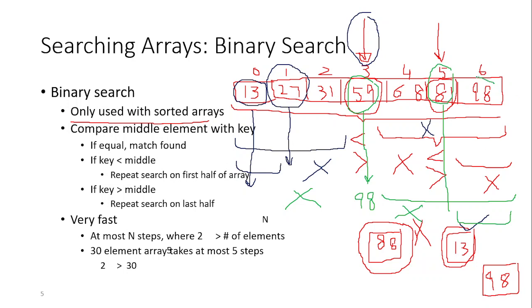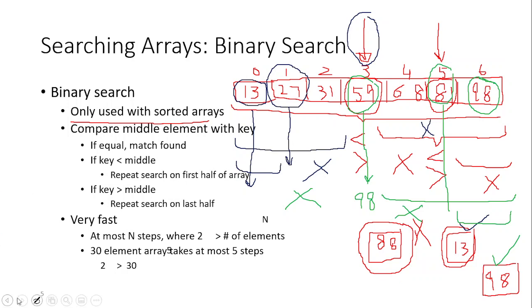And in this half of the array, we only have one element. So we compare this element with 98, and they are equal. And so we return the index of this element, and we say that we were successful in finding this element. Okay. So this is how binary search works.